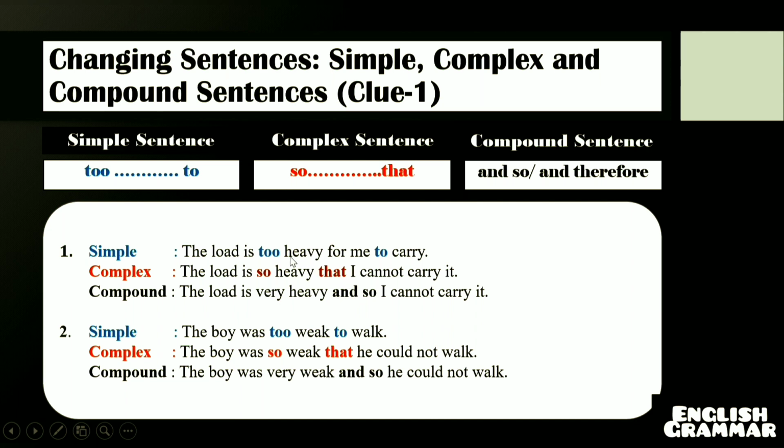And in the place of "to," I have used "so," and in the place of "to," I have used "that." And you have to put a subject according to the verb, because here the Lord cannot do anything. Here I can do something. So according to the verb, the subject will be "I."